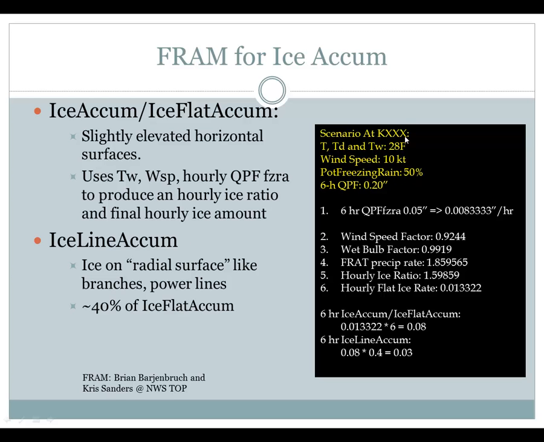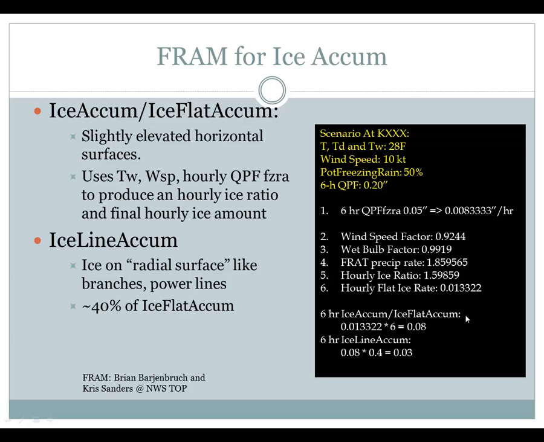So here's an example here at K wherever you are. Temperature, dew point, and wet bulb are all 28 degrees, wind speed is 10 knots. Probability of freezing rain is 50%, and so that gives us a QPF a little bit less than that because we're going to partition that 0.20 into a probability. So let's say our 6-hour QPF for freezing rain was 5 hundredths. That's about 8 thousandths per hour, if you will. And then we have a wind speed factor that's calculated in the FRAM, a wet bulb factor, the precipitation rate, and an hourly ice ratio that's calculated from the FRAM. And this is all derived. Again, this is all in the background, just done with the tool within seconds. And then we have an hourly flat ice accretion rate.